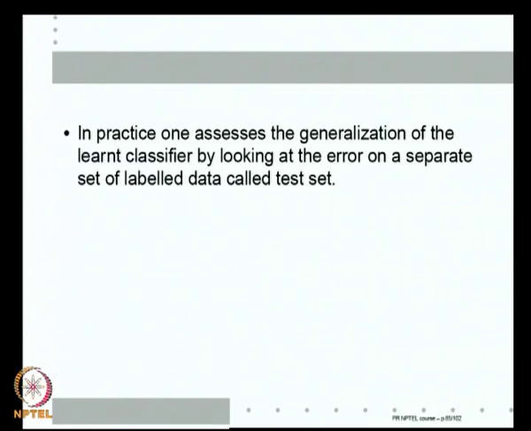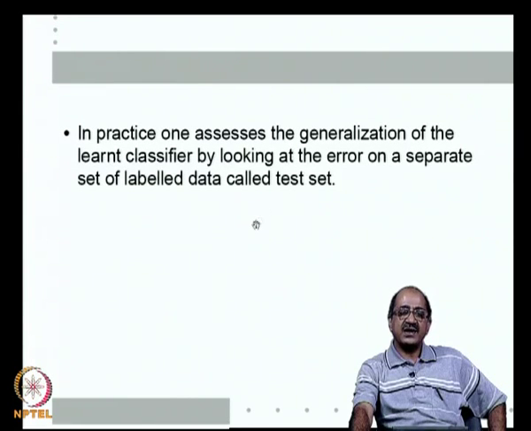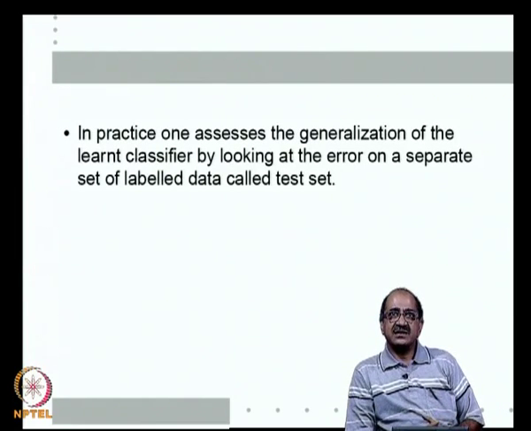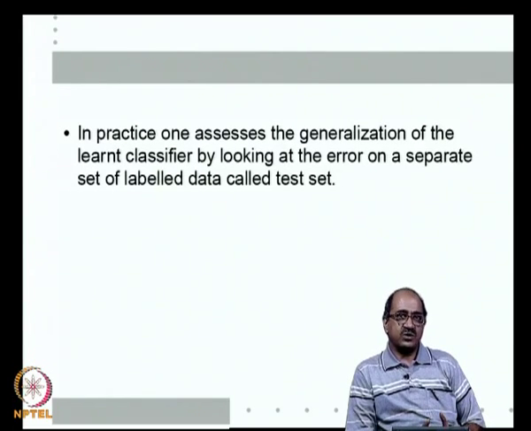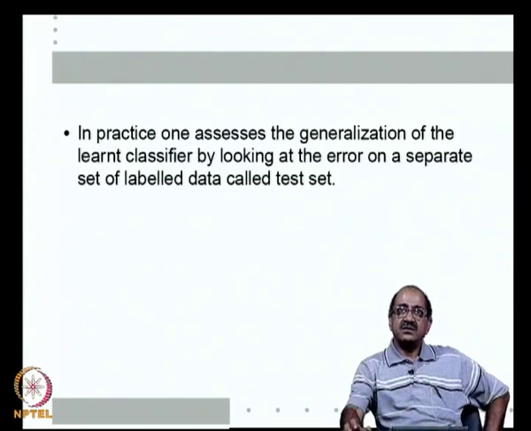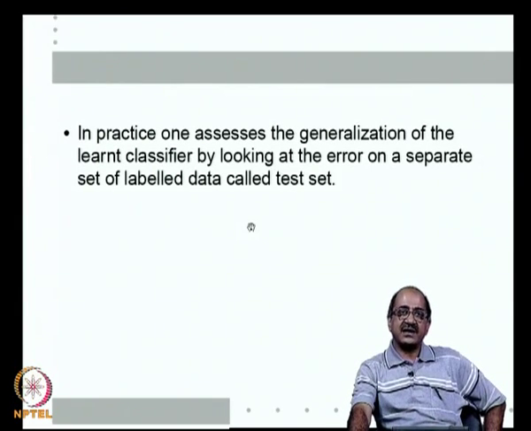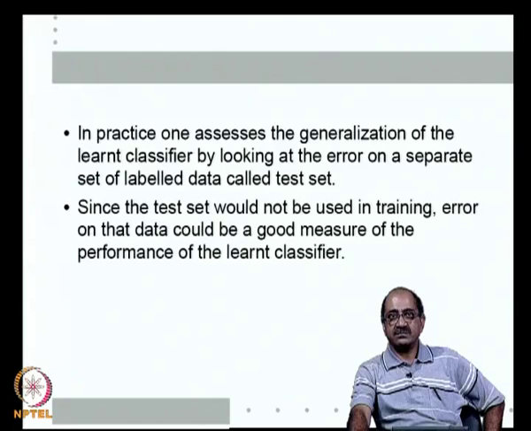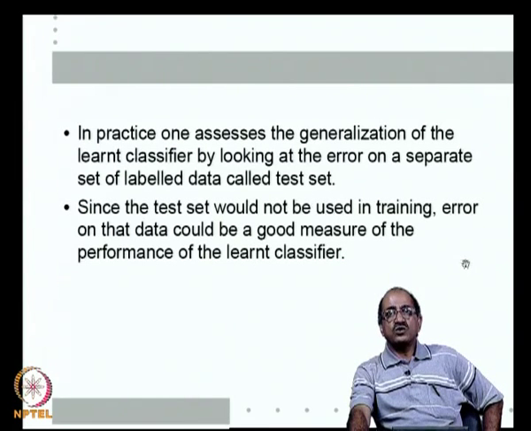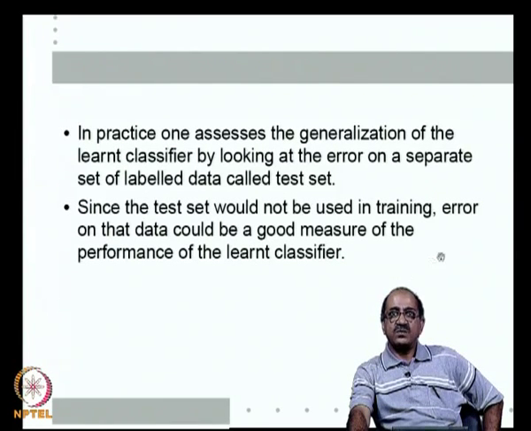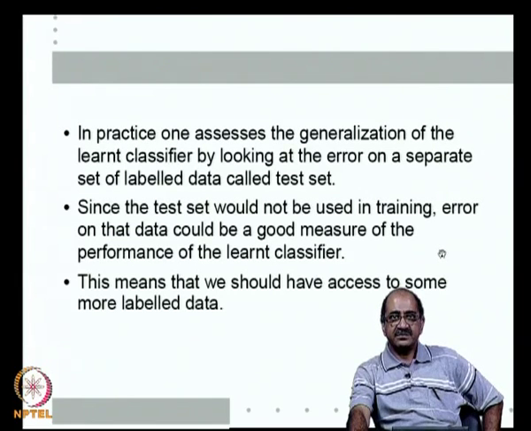Let us quickly look, before we go there, the formalism will start next class, but before we go there, let us just try to get some intuitive idea of what we are looking at. In practice, of course, we can always assess the generalization by looking at errors on a separate test set, just like the way we look at whether students learned well or not by giving a test. After the classifier is learned, we can give extra data, which is called the test set. That data also has labels, so I can calculate errors. So, I just run the classifier on the test set and ask whether it does well. Since the test set is not used for training, error on the test data could be a good measure of the performance of the learned classifier.